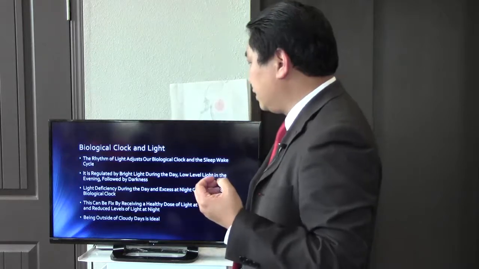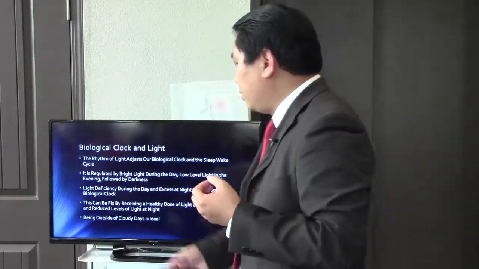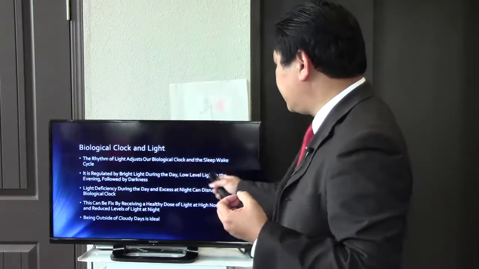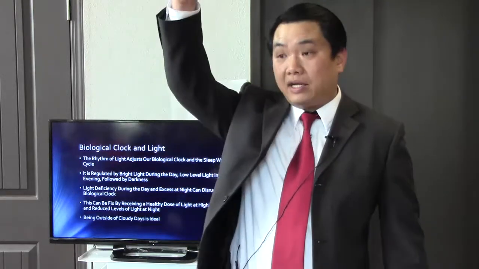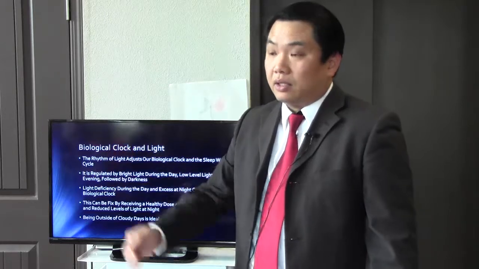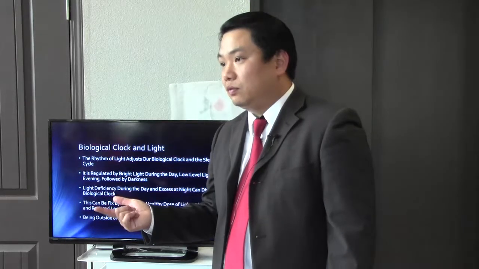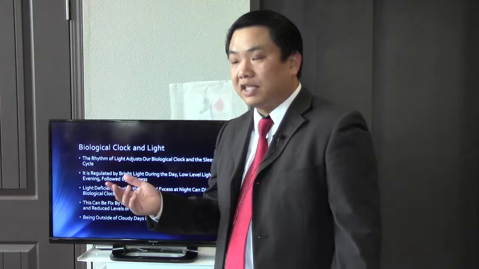Biological clock and the light. The rhythm of the light adjusts the body's biological clock and the sleep. Cortisol should be highest in the morning, and in the afternoon it goes down. So what are the issues with people right now? Cannot fall asleep, cannot stay asleep. If you cannot fall asleep or stay asleep, what happens? Tired. How about people with a blood sugar problem?